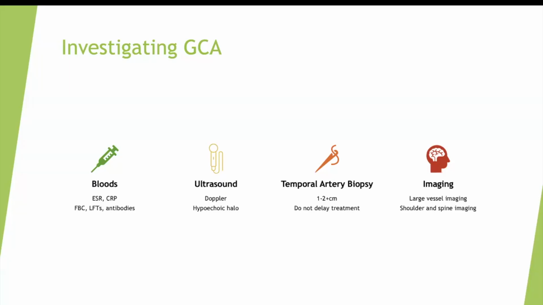And in rarer cases, you may even consider doing some large vessel imaging or imaging of the shoulder and spine if you're thinking that this is a patient who's got polymyalgia, and just having background imaging done to deal with an underlying condition. But ultimately, GCA will be diagnosed clinically, from the symptoms that the patient has, the examination of the patient and the age, and then secondarily either by bloods or the ultrasound, and in rarer cases, like we said, the biopsy.